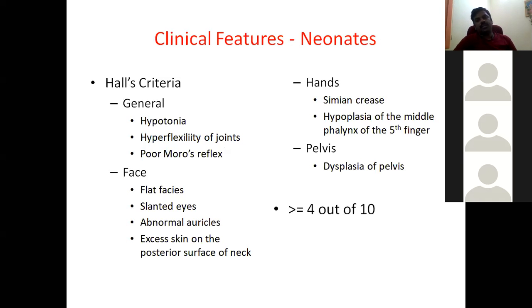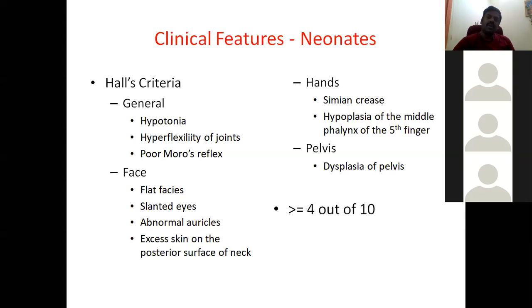So going into the clinical features, we will segregate into newborn pattern, then a slightly older child, and see what pattern there is. In the newborn, to diagnose Down syndrome we have a special criteria called Hall's criteria. There are 10 criteria in total. If four or more of these 10 are present, the possibility of Down syndrome is very, very high.